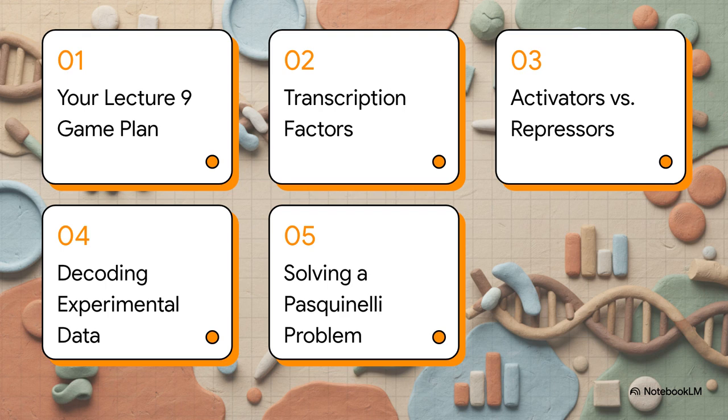So here's our roadmap. We're going to start with a quick refresher on transcription factors, nail down the difference between activators and repressors, and then, and this is the important part, we're going to pivot to decoding experimental data. We'll wrap it all up by walking through a classic Pasquinelli problem step by step.